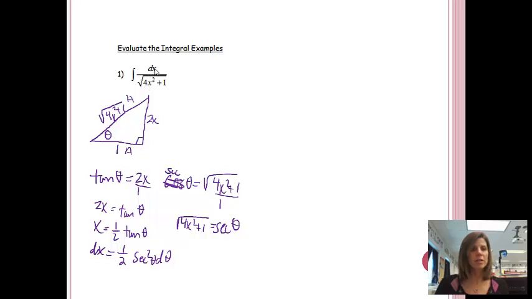The reason that we did that is because now we're going to do a substitution. We're going to substitute in everything that we found. So I have an integral sign still. The dx, I found out, was 1/2 secant squared theta d theta. So in place of the dx, I'm going to put 1/2 secant squared theta d theta. And then down on the bottom, I have the square root of 4x squared plus 1. Well, I found out what that was, so I'm going to replace it with secant theta. And now it's just become a trig problem for me to evaluate.